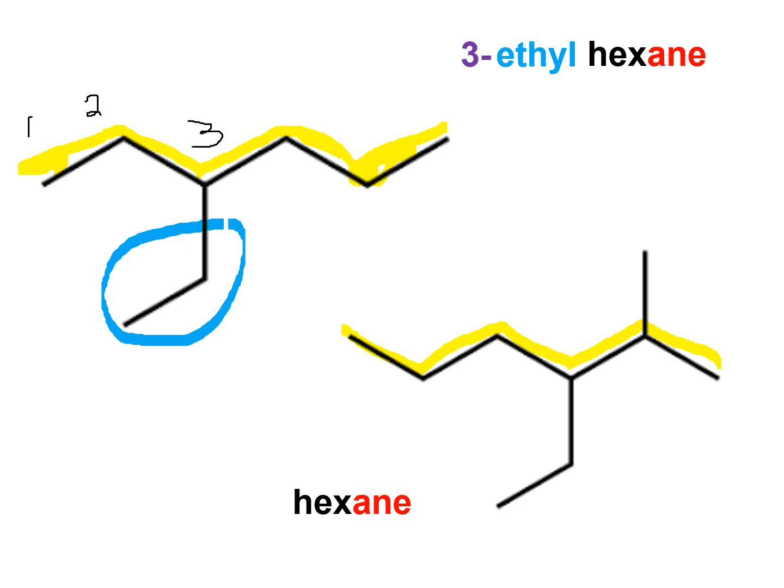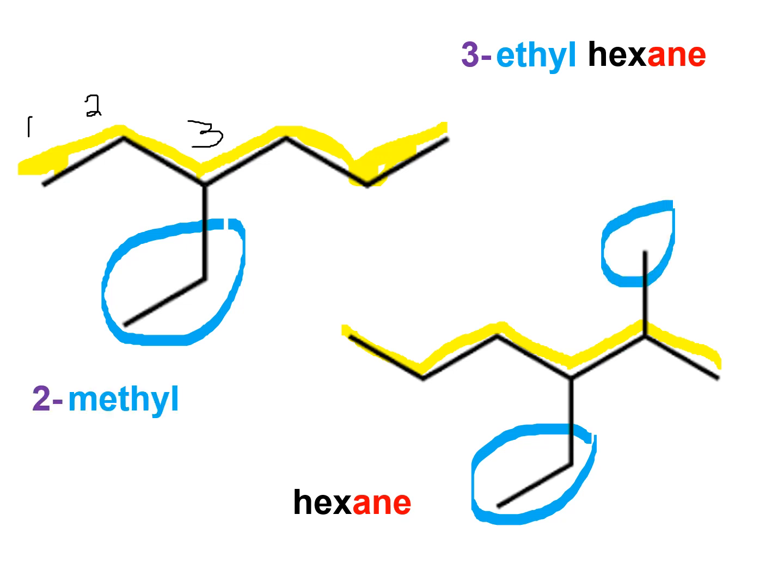The 2 branches are a branch of 2 carbons, ethyl, and a branch of 1 carbon, methyl. So for the methyl, I'm going to start counting from the right, because I want the branches to have the smallest possible number. So it's going to be 1, 2, 3. So the methyl is in 2 and the ethyl is in 3.